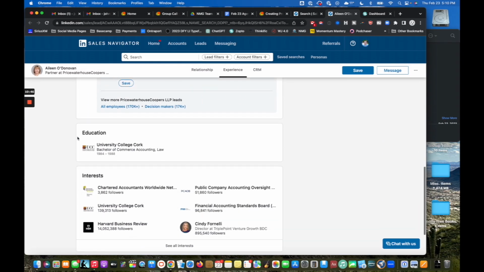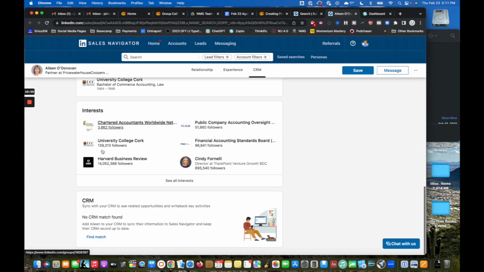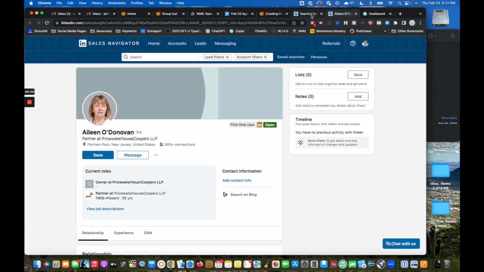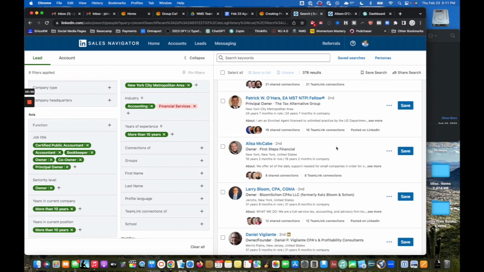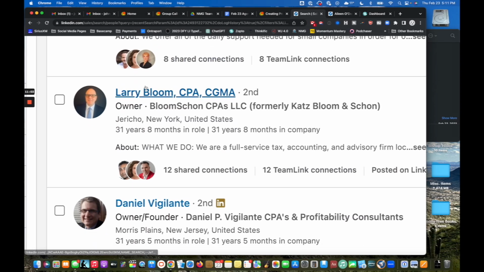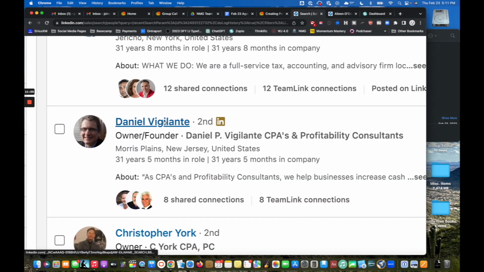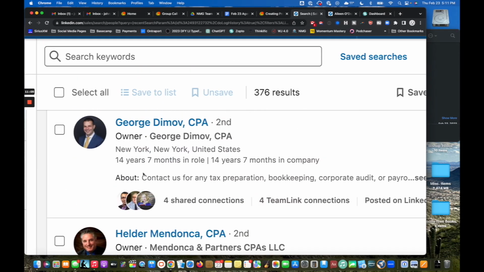Partner. I wonder, okay, she must do some accounting for them. I'm not sure why she's in there. Now, later on, we can take these people out of a search. But again, I want you to always look through and just make sure most of these people look good, right? First Steps Financial, the owner, CPA, owner. Yeah, these guys are looking good.